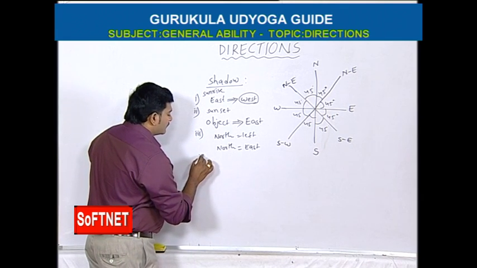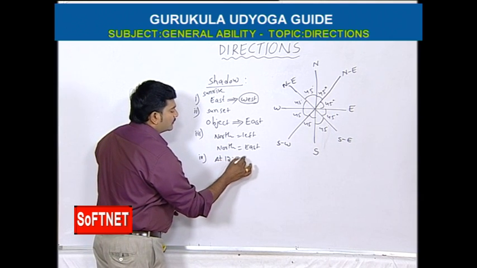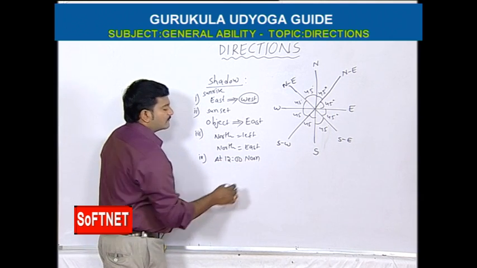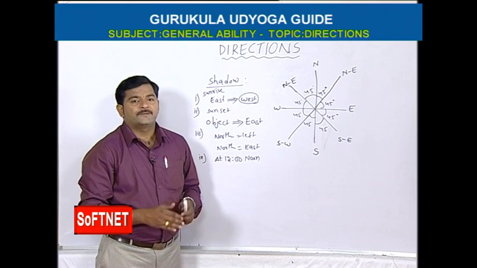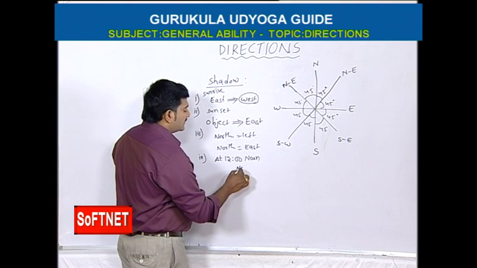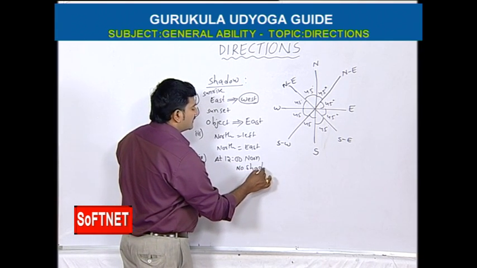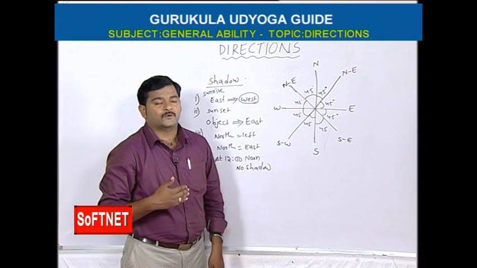And finally the fourth point is at exactly 12 noon, since the sun rays are vertically downward, we say that at exactly midday 12 noon there will be no shadow. These are the four different points regarding shadows. I repeat these 4 points once again.